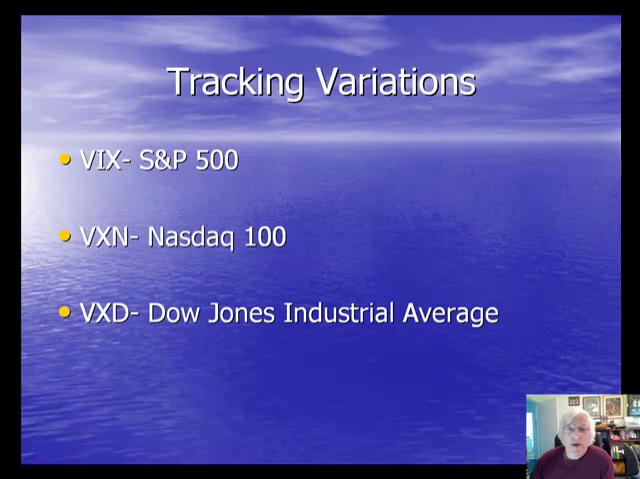Now there are some tracking variations of the VIX. The VIX, as I said, tracks the S&P 500. There's also the VXN, which tracks the NASDAQ 100, which are 100 of the largest non-financial companies on the NASDAQ exchange. And we also have the VXD, which tracks the Dow Jones Industrial Average, or the Dow 30. We're going to concentrate on the VIX because it gives us a much broader view of the general market.